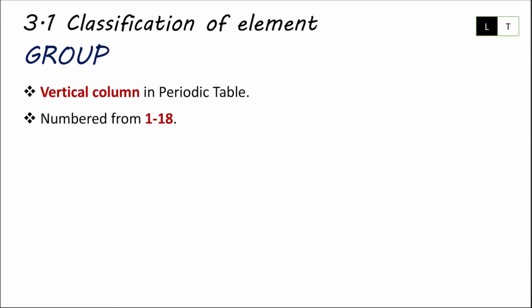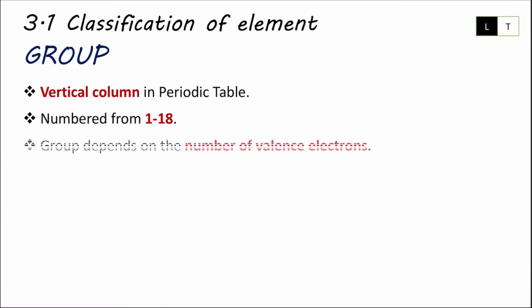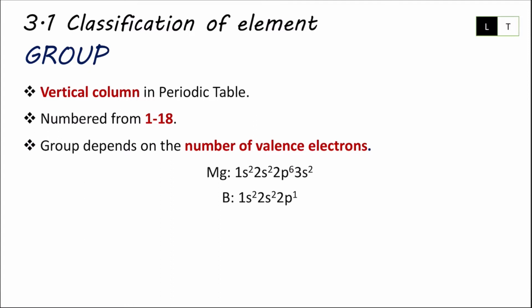Let's go to group. Group is a vertical column of elements in the periodic table. We know there are 18 groups of elements, numbered from group 1 until group 18. In order for us to determine the group of a specific element, we have to know how to determine the number of valence electrons. If you take a look here, I have magnesium and boron, where you can determine the number of valence electrons for them based on the electronic configuration.